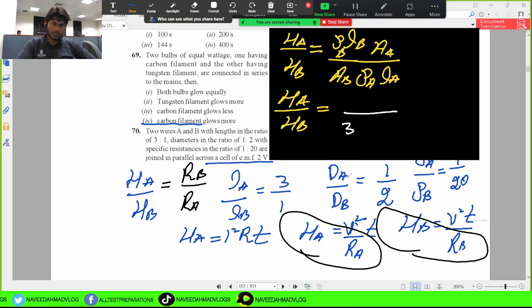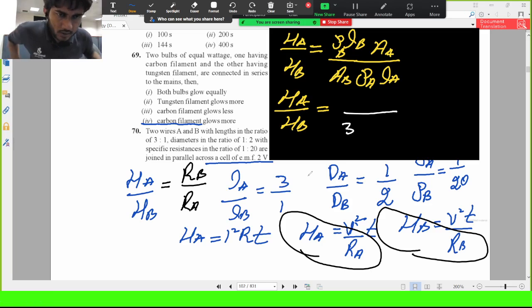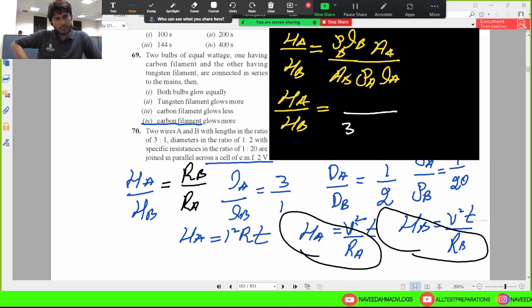So pi RA square divided by pi RB square, the pi will cancel, and it becomes RA square divided by RB square. So RA divided by RB whole square, you can write, that's equal to 1 divided by 4. Area is pi r square, so pi cancels, and RA divided by RB is 1 divided by 4 in this case.